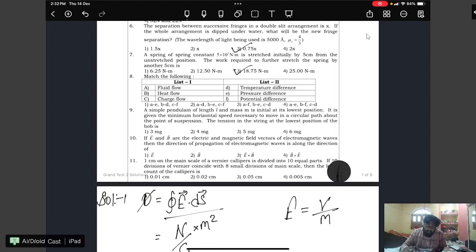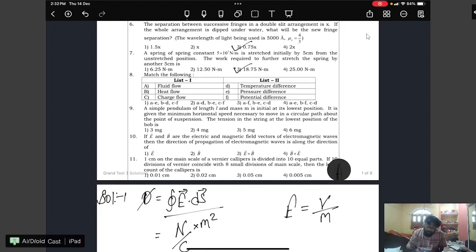Now question number 8 is very easy. What they are saying is match the following: fluid flow because of the pressure difference, heat flow because of the temperature difference, and charge flow because of the potential difference. A E, B D, and C F. Eighth question, correct first option.